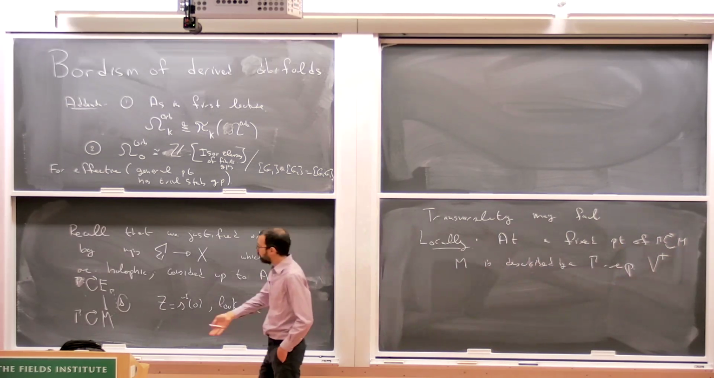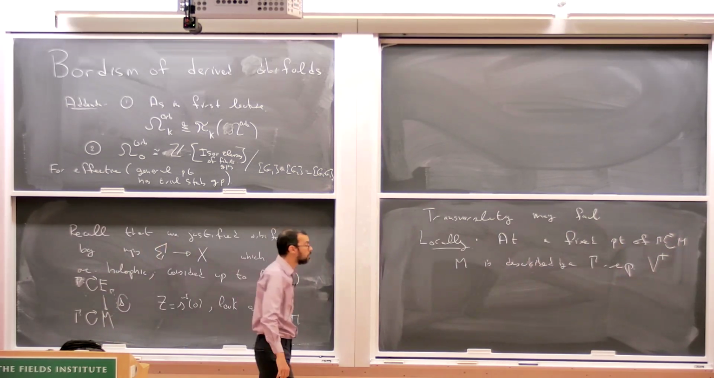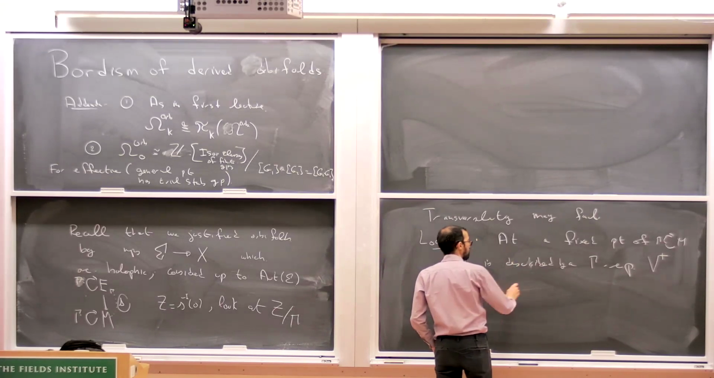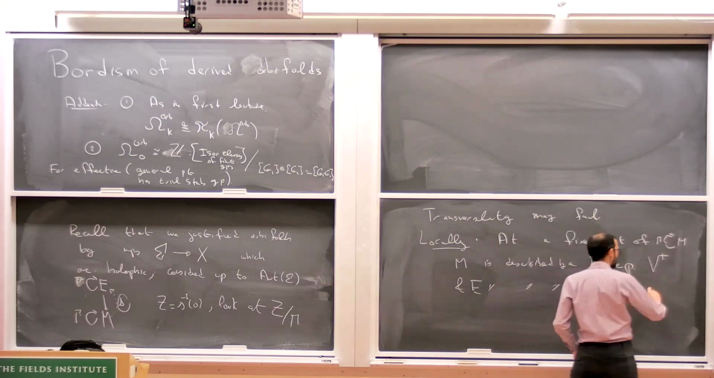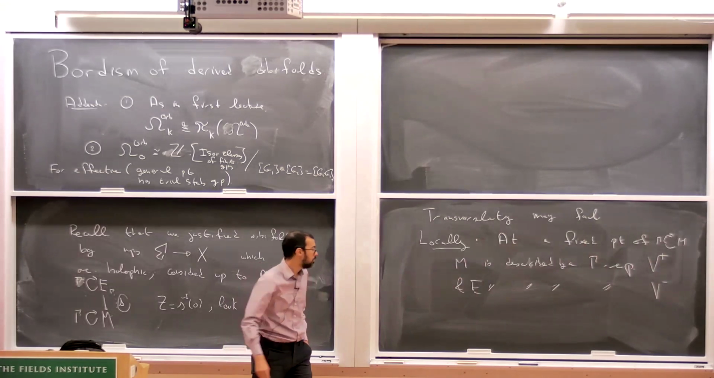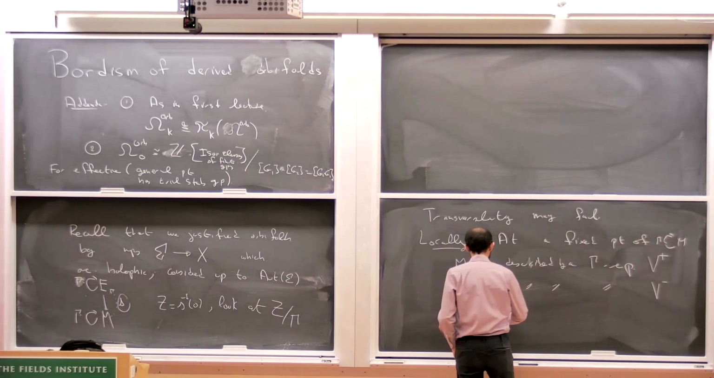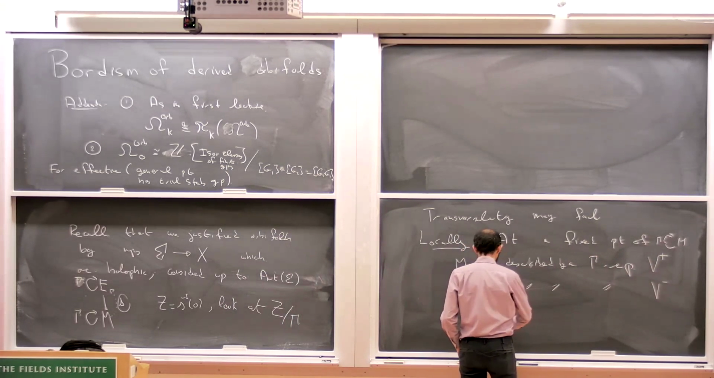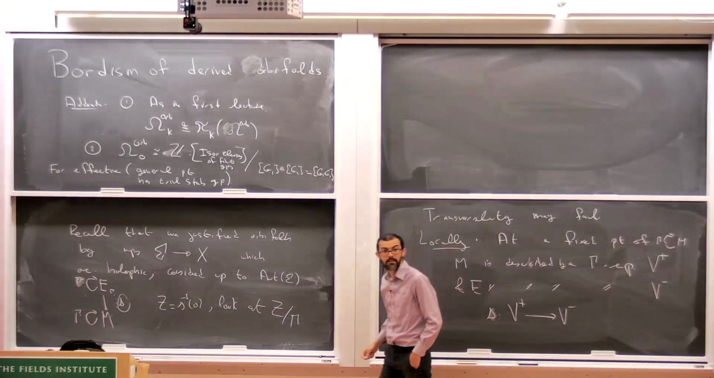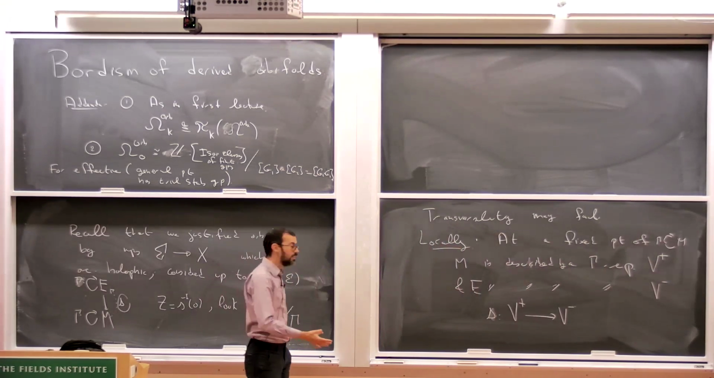And the fiber of this equivariant vector bundle, E, is described by another gamma representation. Let's call it V minus. And the data of this map S is an equivariant map from V plus to V minus. It's not necessarily a linear map.